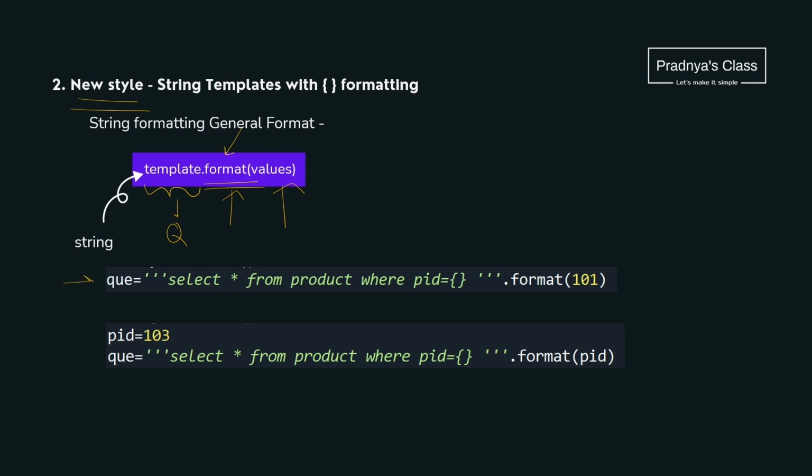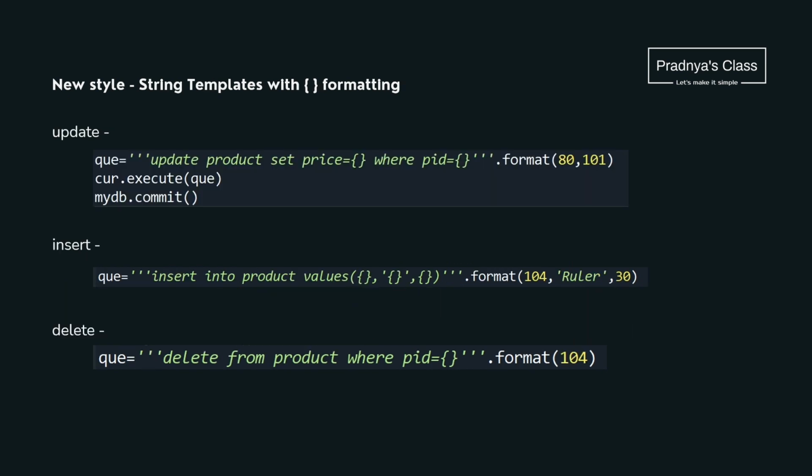Look at the simple example. Here we are using select query followed by format function. The format function is associated with string. That's why we are writing dot format. Look at the value 101 where it will get replaced. For that there is a placeholder. We will mention placeholder with the curly brackets.